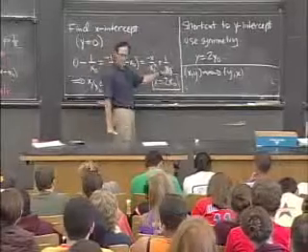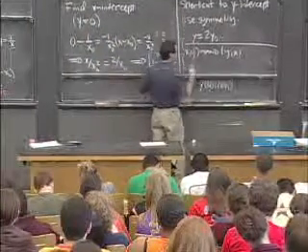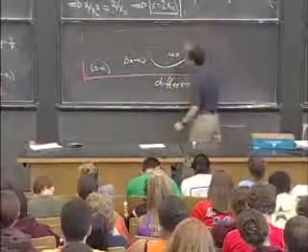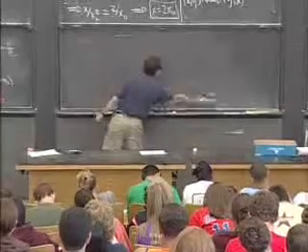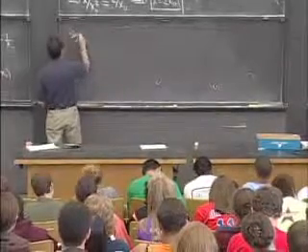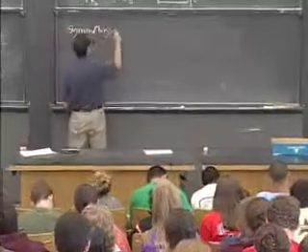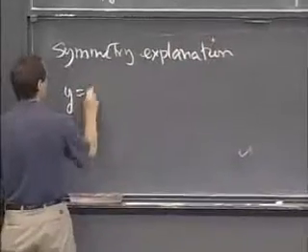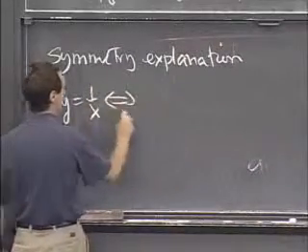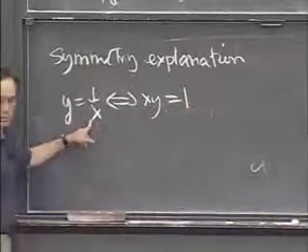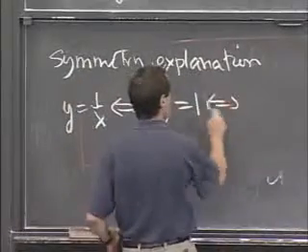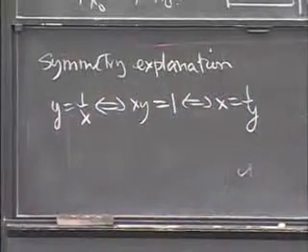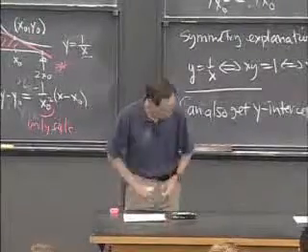So why is that? That's just an accident of this equation. So the symmetry explained is that the equation is y equals 1 over x, but that's the same thing as xy equals 1, if I multiply through by x, which is the same thing as x equals 1 over y. So here's where the x and the y get reversed. All right, so now let's finish off the problem.